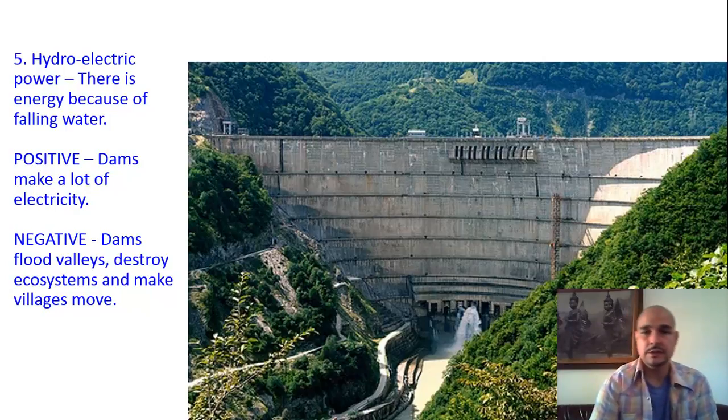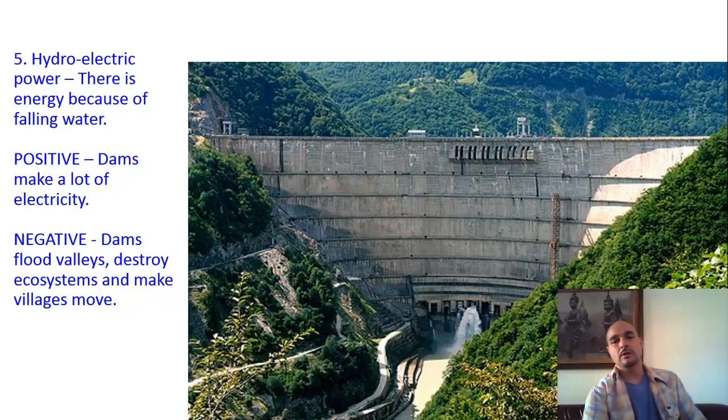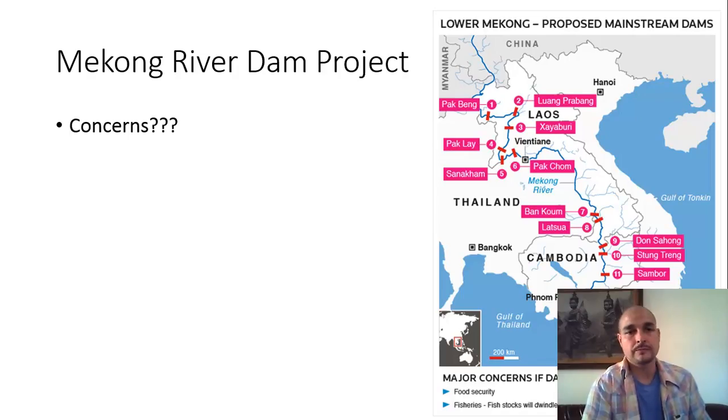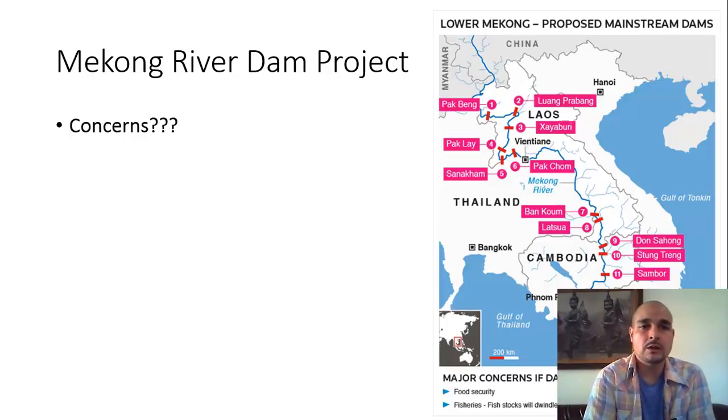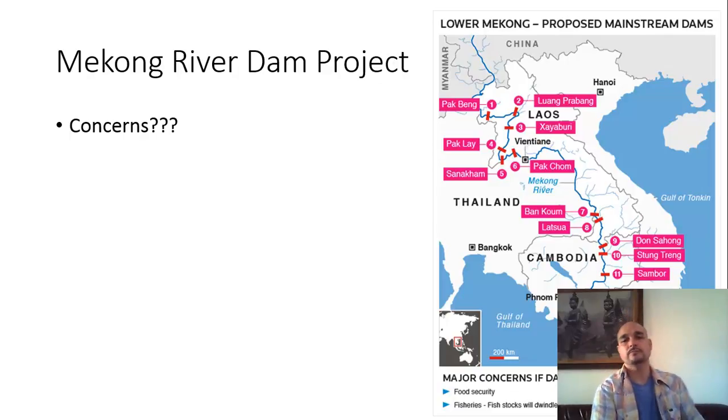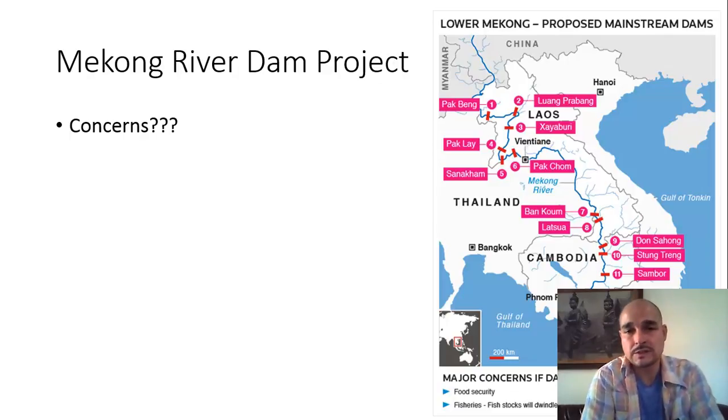Well, there are people that are going to say yes, and there are going to be people that are going to say no. There's a proposal right now, which is the Mekong River Dam project. This is running through 3 countries. It's running through Laos and Vietnam, and also through Cambodia and Thailand. Sorry, 4 countries. And you can see that there are many dams that are proposed, that are in the process of being built, or they're being proposed, where a dam could be built. Okay.